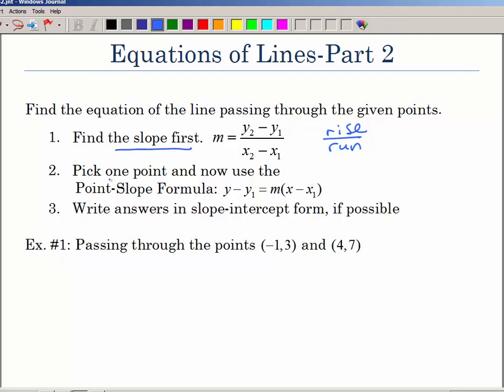Then we need to pick one point out of the 2 that they've given us. It doesn't matter which one you pick. And we're going to use the point-slope formula. Then we need to write our answer in slope-intercept form, if possible. And remember, that's y equals mx plus b. So let's just go through those steps.